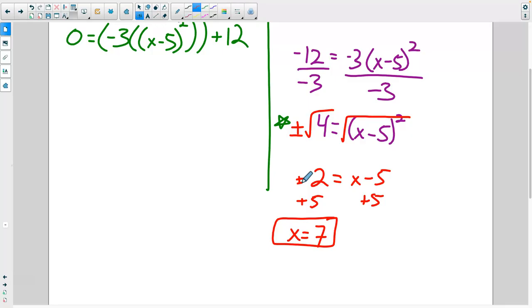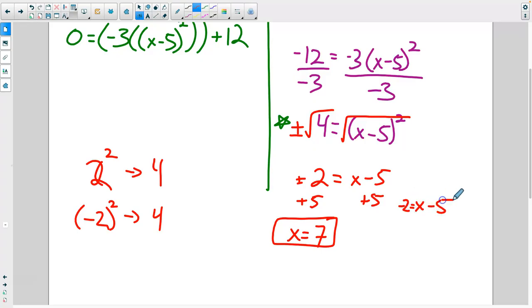Now, to make that crystal clear, if I have 2 squared, what do I get? If I have negative 2 and I square, what do I get? 4. So I need to account for both the positive and the negative. So now, this is half right. We break it apart, we go the other way and say, okay, I have negative 2 equals x minus 5. And so I'm going to put plus 5 and plus 5. And I also get x equals 3. I now have 2 solutions.